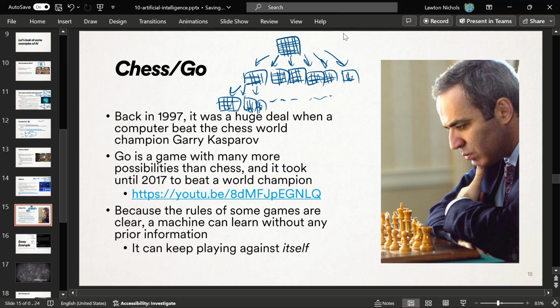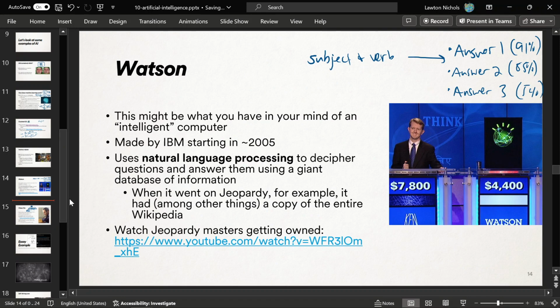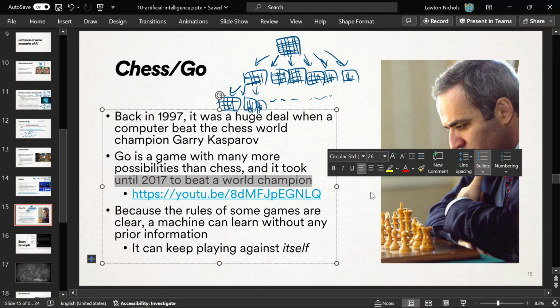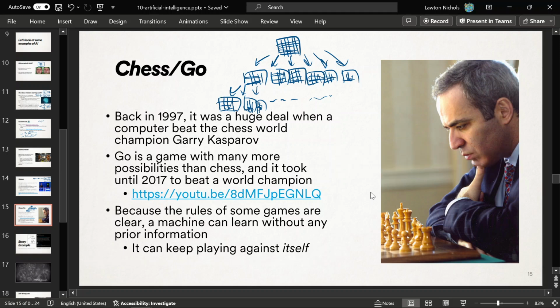And then it learns, essentially, what it means to make a good move in chess. That's how it works. Another game that's been popularized more recently is a game called Go. It has a whole lot more states than chess does, and so in 2017 is finally when it beat a world champion, and that was a big moment for artificial intelligence researchers as well. So look into that if you're interested.